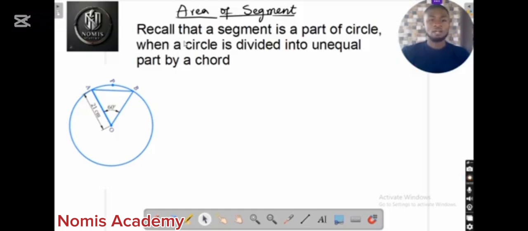So let us look into this diagram we are seeing on our whiteboard. Can you see the diagram? This is the chord from A to B. The line AB is the chord. It has divided the circle into two unequal parts, this place being the smaller part, the minor segment, and this entire bigger part being the major segment. So how do I calculate the area of these segments, including the major segment and the minor segment? Let's get into it.